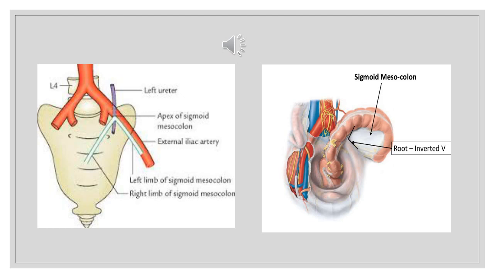So, the left limb is attached along the upper half of the left external iliac artery and the right limb to the posterior pelvic wall, extending downward and medially from the apex to the median plane at the level of S3. The sigmoid and the superior rectal vessels and the nerves, lymph nodes and lymphatics of the sigmoid colon are the contents of this.